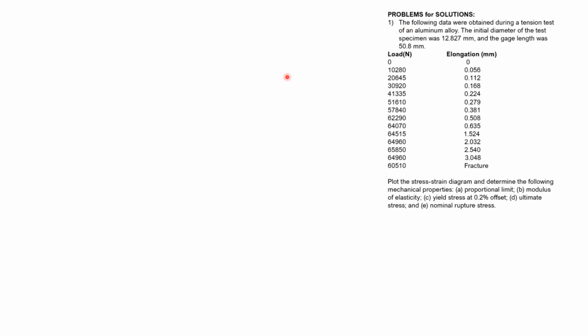So this is the first problem on the topic strain. The following data were obtained during a tension test of an aluminum alloy. The initial diameter of the test specimen was 12.827 mm and the gauge length was 50.8 mm. So we have here the loads and the elongation. Plot the stress-strain diagram and determine the following mechanical properties: the proportional limit, the modulus of elasticity, the yield stress at 0.2% offset, the ultimate stress, and letter E, the nominal rupture stress.